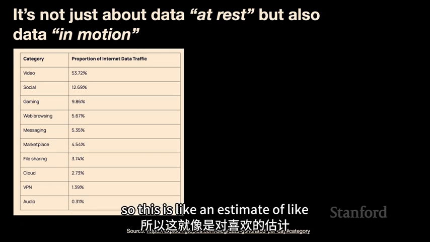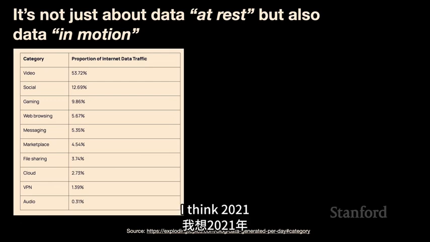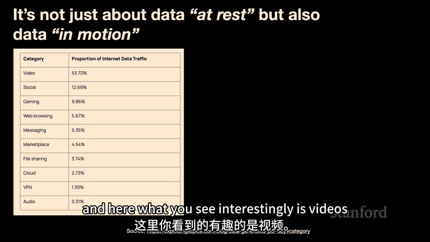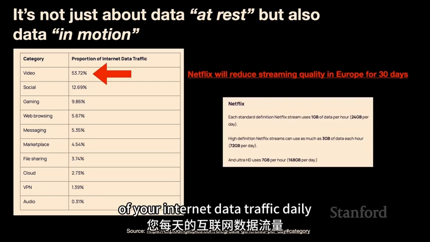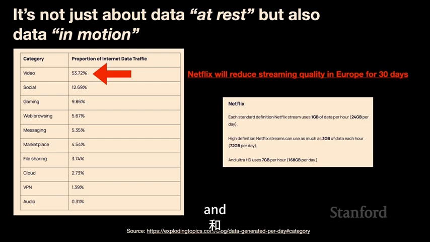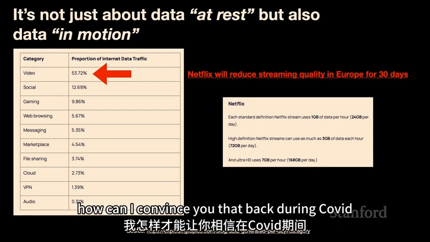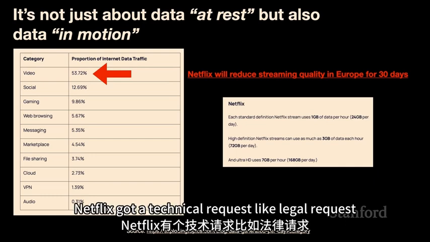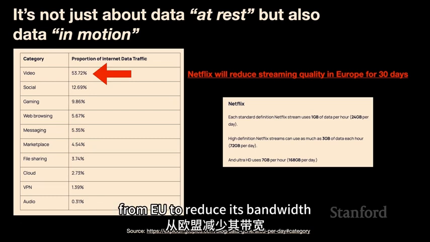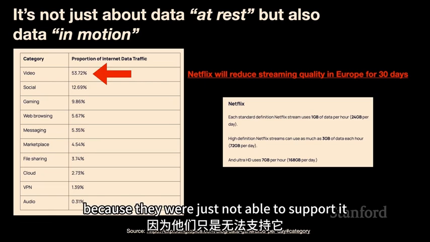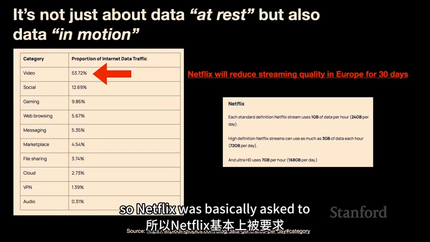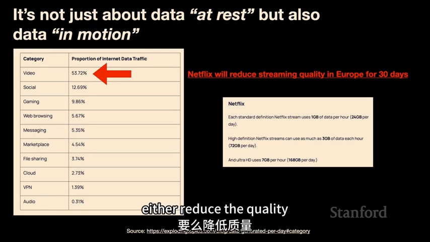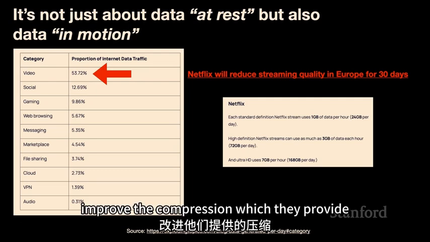So this is an estimate of the proportion of internet data traffic around, I think, 2021. And here, what you see interestingly is videos are taking roughly 50% of your internet data traffic daily. And this is a serious issue. How can I convince you of that? Back during COVID, Netflix got a legal request from the EU to reduce its bandwidth, because they were just not able to support the increase in data traffic around their networks. So Netflix was basically asked to either reduce the quality or improve the compression they provide.